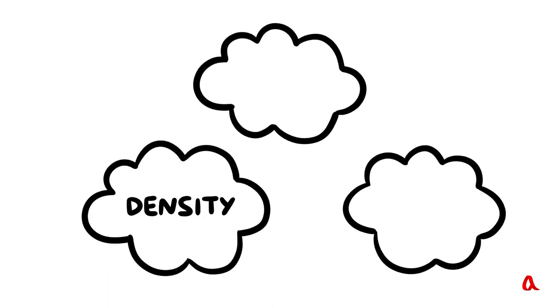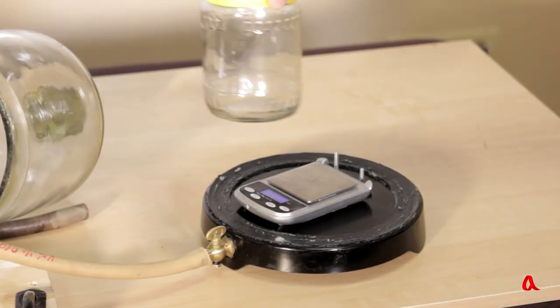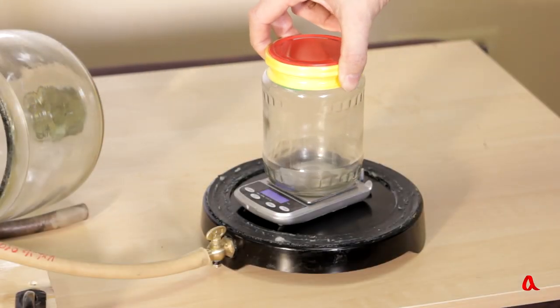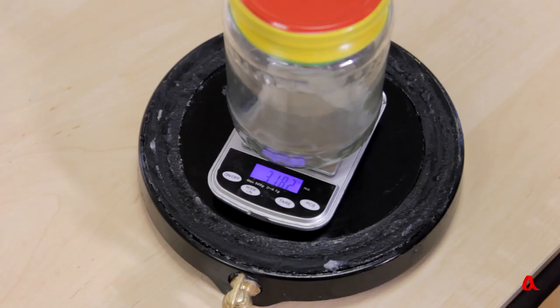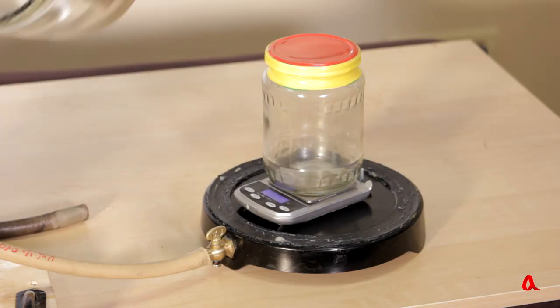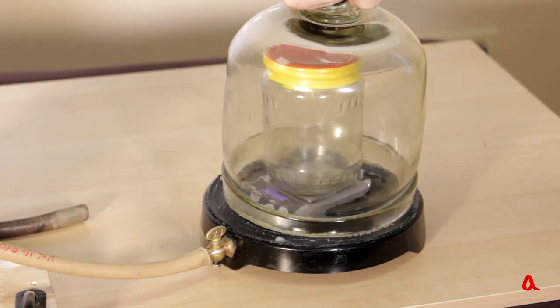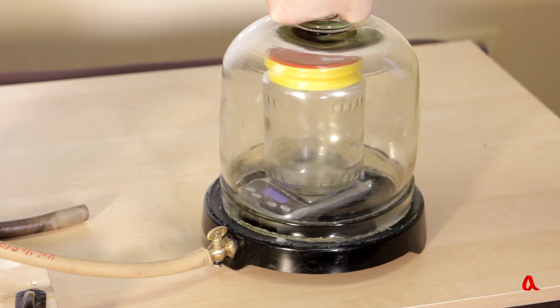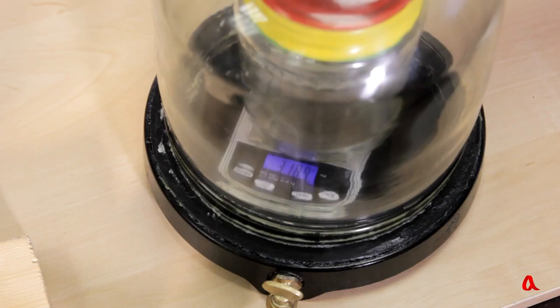Air seems to be weightless, and yet it has density, weight, and mass. We can verify it in an experiment. We put a sealed jar onto accurate scales. It weighs 318.2 grams at the moment. We cover the jar with a bell glass and pump out some air. The scale's reading is 318.9 grams now.